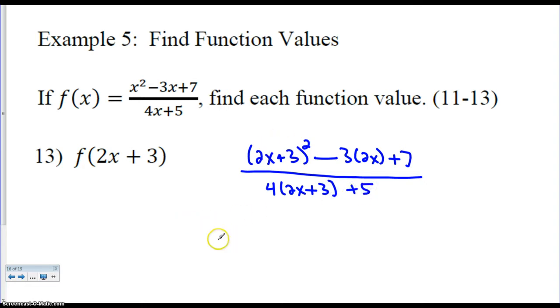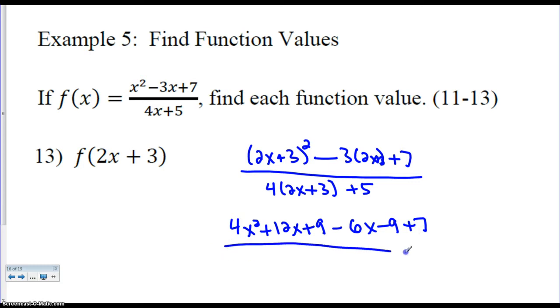So I'm squaring this quantity. When I square this, I end up with 4x squared plus 12x plus 9. There should be a plus 3 there. Minus 6x minus 9 plus 7, all over 8x plus 12 plus 5. So what I end up with is 8x plus 17.